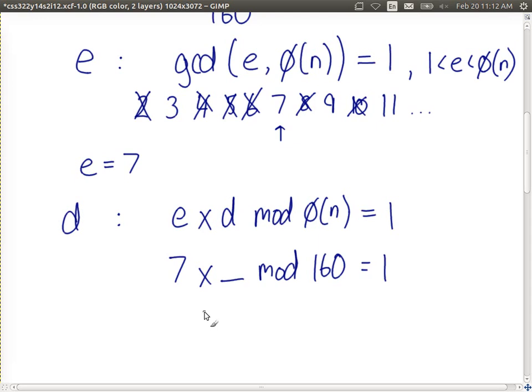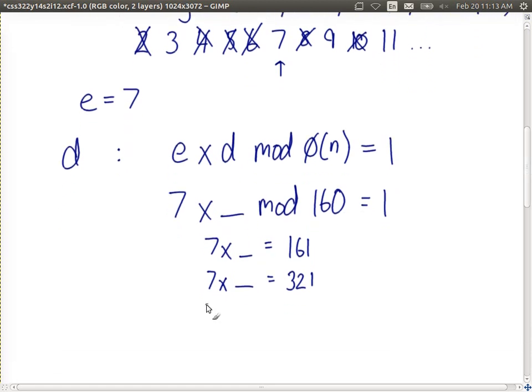The easy way to manually solve that is, okay, 7 times something should equal either 161, because when we take 161 and mod by 160, the remainder will be 1. Or if we can't find such an integer, 7 times something equals 321. Why? 321 mod 160 is 1. The remainder is 1. So we need to find an integer that matches one of these conditions.